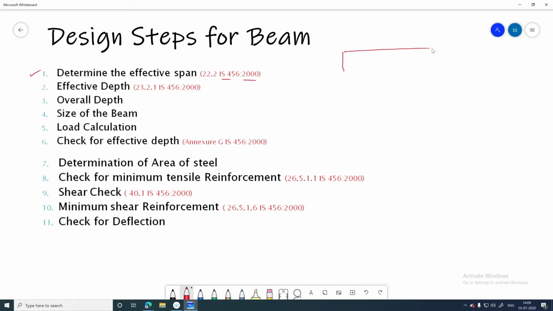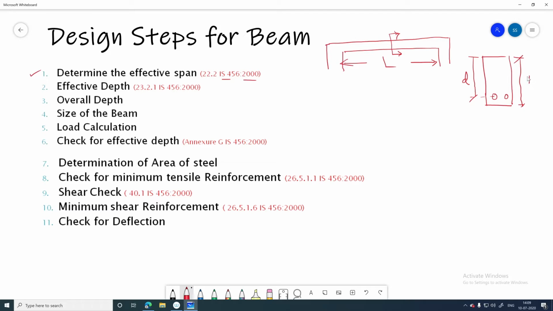So suppose this is the beam. The diagram may or may not be given in the problem, but the data are given. So this is the clear span, suppose this is L, and if you make a cross section over here, you will get this kind of section where this is the effective depth and this is the overall depth. This concept you already know.